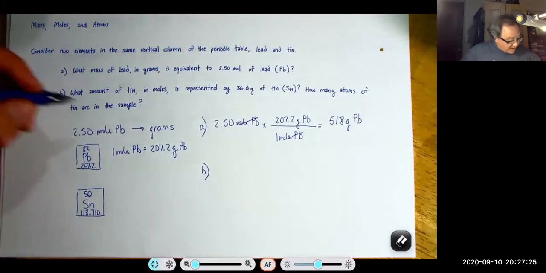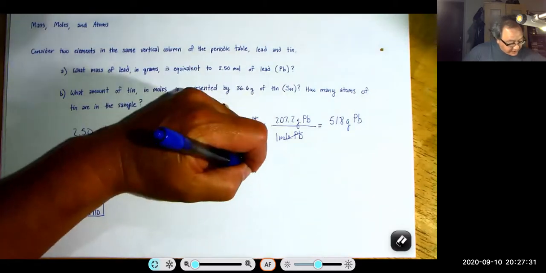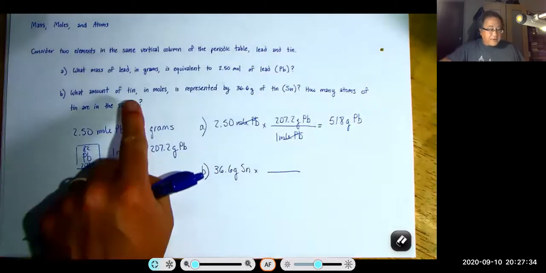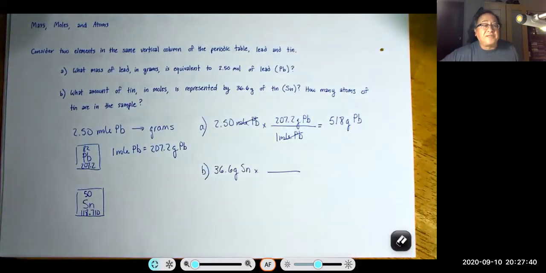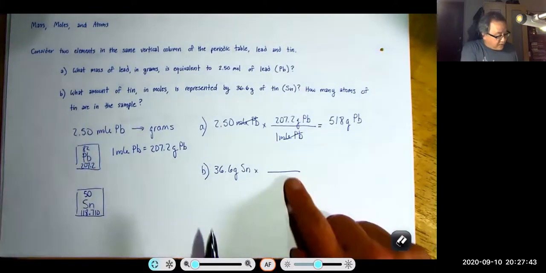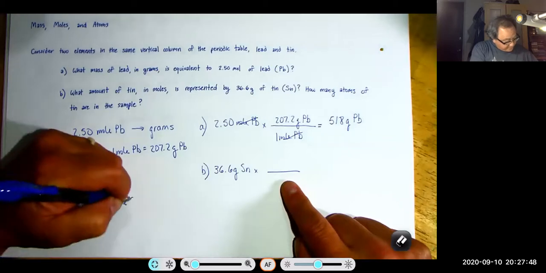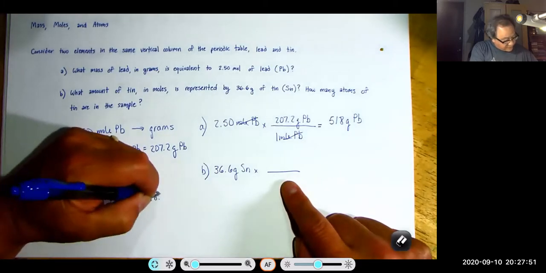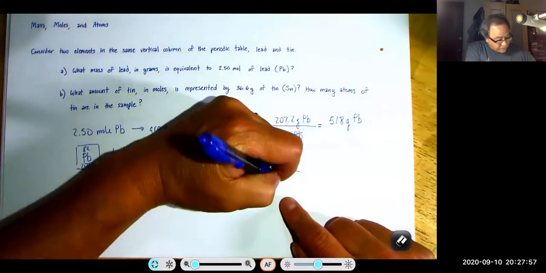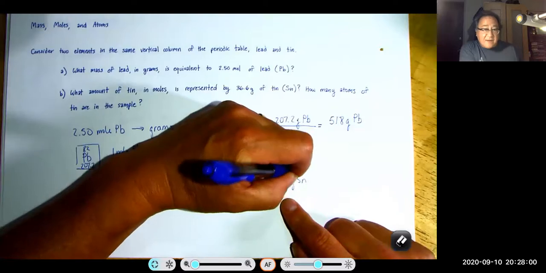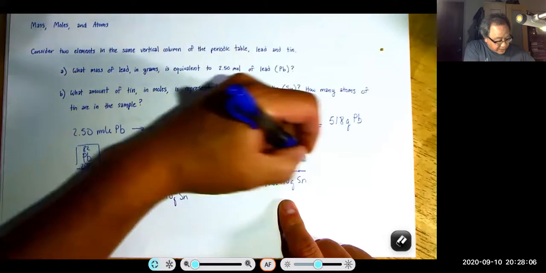Okay, so we're going to write 36.6 grams of tin times, and here, this is a little bit different. Instead of calculating the grams, we're calculating the moles, okay? Because it says what amount in moles. So here, I'm going to take my 1 mole of tin is equal to 118.710 grams of tin. And I'm going to put the 118.710 grams of tin in the denominator because I want the grams to cancel. Therefore, 1 mole of tin goes into the numerator.